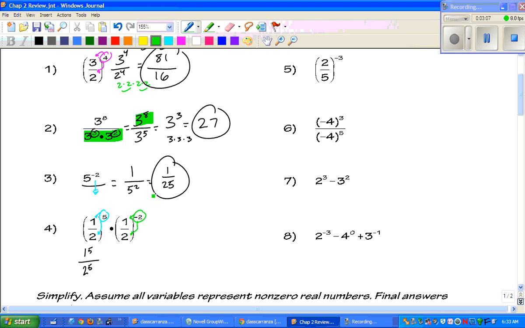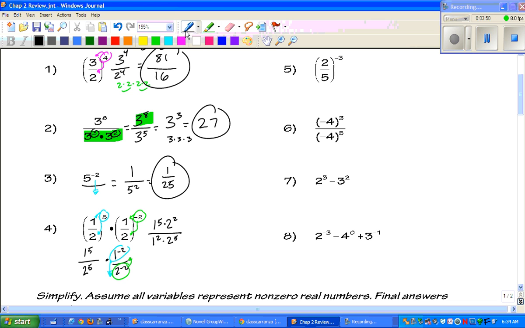I'm going to distribute the negative 2. 1 to the negative 2, 2 to the negative 2. If your exponent's negative, drop it like it's hot. If it's already on the bottom, bring it to the top. So we have 1 to the 5th times 2 squared over 1 to the 2nd times 2 to the 5th.